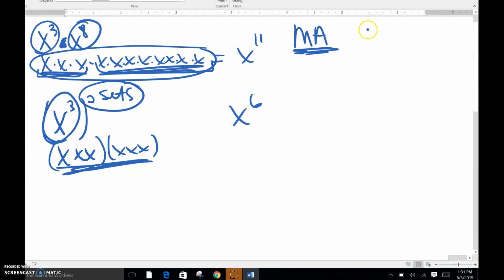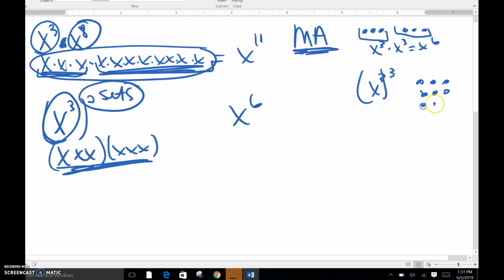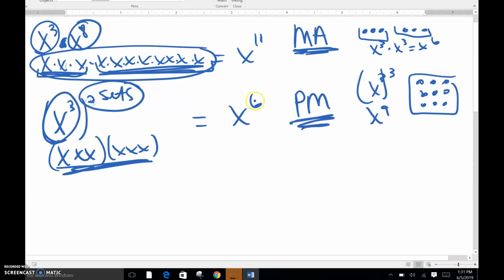Here I have 2 groups of 3, and in math, when you do groups, you are multiplying. Okay, so think about, if I give you x cubed and x to the 3rd, these are all x's, then you're just counting the dots. But if I give you x cubed to the 3rd power, that means you have 3 sets of 3, so 3 groups of 3, and 3 times 3 is 9, so you're multiplying. Now, my little mnemonic device for this is when you have a power to a power, you multiply, so PM like post meridian. But again, you can always write it out.